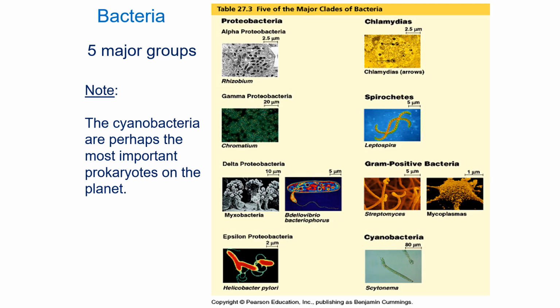And as we'll see next time, cyanobacteria gave rise to chloroplasts, the chloroplasts that are in plants and algae that also produce a lot of oxygen. There are pathogenic, so harmful, species found in all of these groups except for the cyanobacteria.